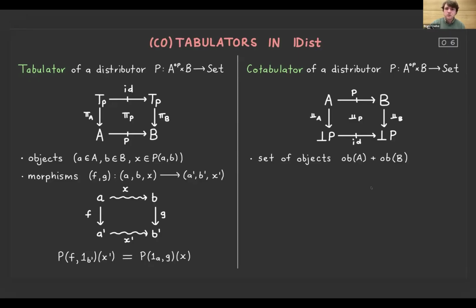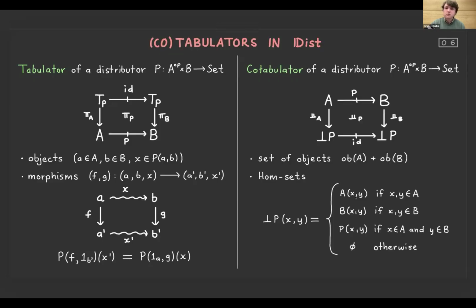And its Hom sets are, well, okay, we're just going to have the Hom set from A, we're going to have the Hom set from B, if the objects are from those categories, and it's going to be the set P to XY if X is from A and Y is from B, and it's going to be empty otherwise. And the composition of these Hom sets is just coming directly from this functorial action, this left and right action from the distributor. Okay, good.